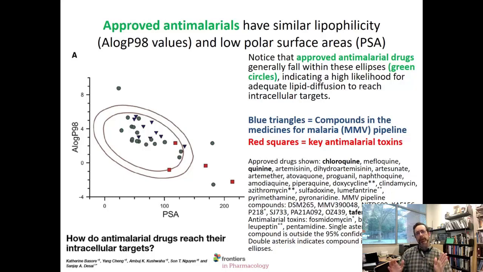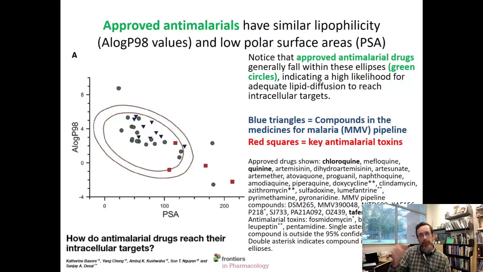And in fact, this is even put on a graph right here, where the x-axis is polar surface area. For the drug, this will just be the area of it that is not carbon-hydrogen bonds and is able to hydrogen bond with the solvent. The higher the polar surface area, the more soluble it will be, but the harder it will be to get across the membrane. And you notice how we have all of these different drugs plotted out on this graph, and they tend to be 100 on this polar surface area scale or below.